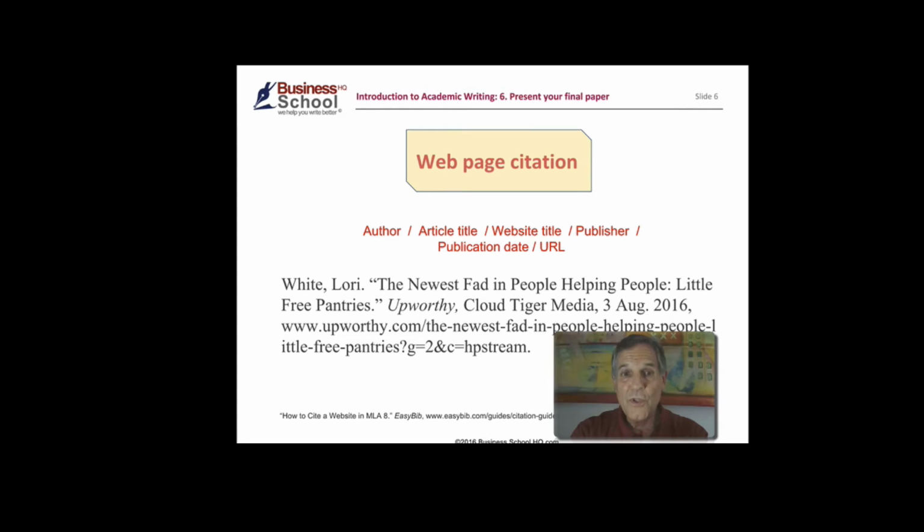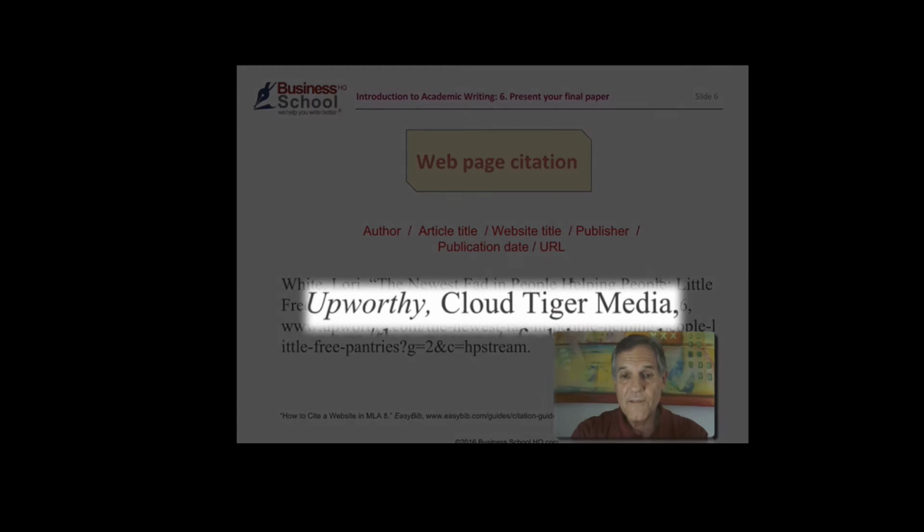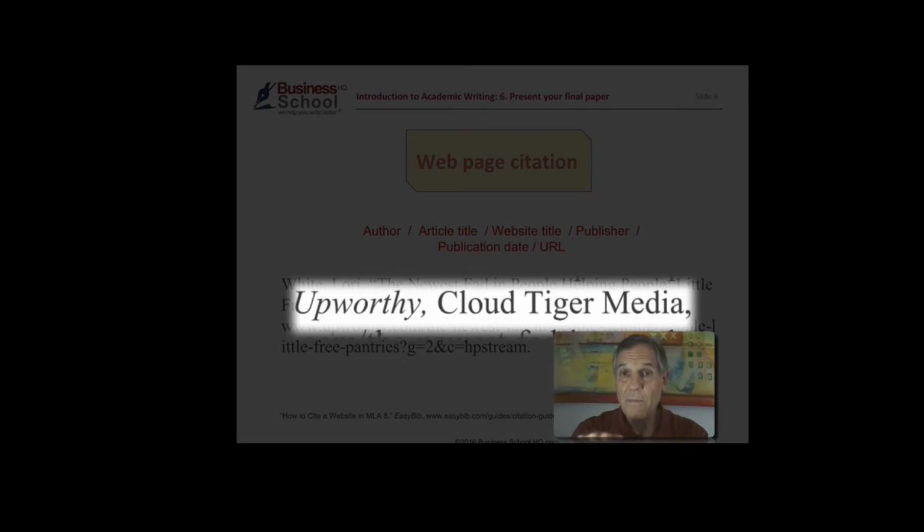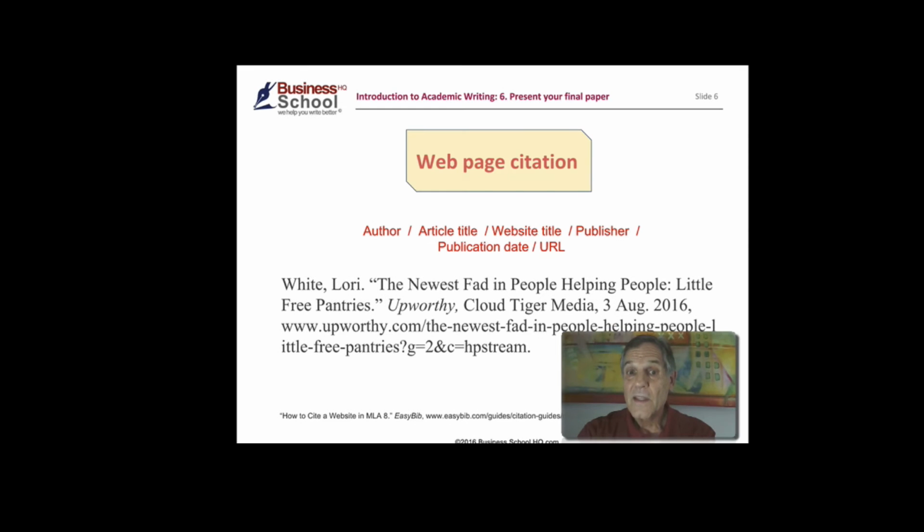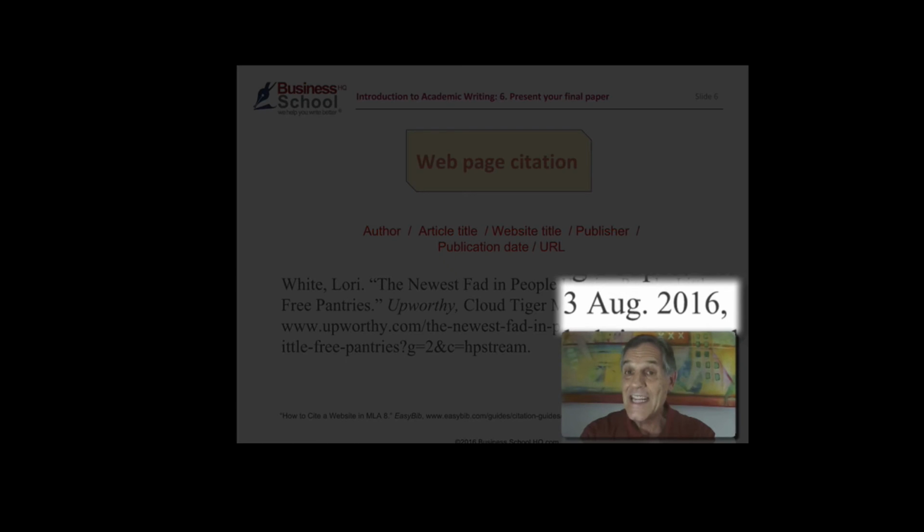Next, you include the name of the website in italics, followed by a comma. Then you write the name of the publisher, Cloud Tiger Media, again followed by a comma. And then you write the date the article was published, the day, the month, which is abbreviated in this case, and the year, followed by another comma.